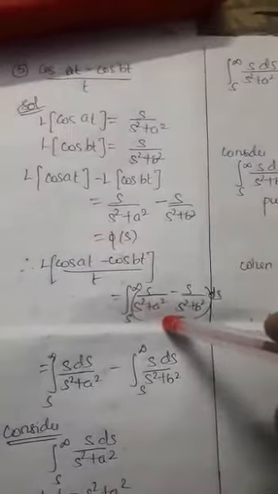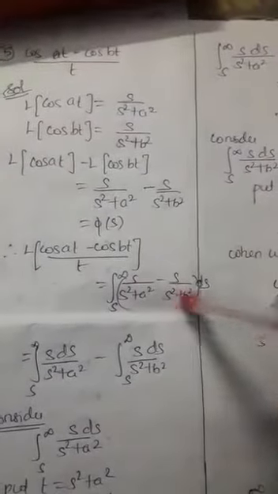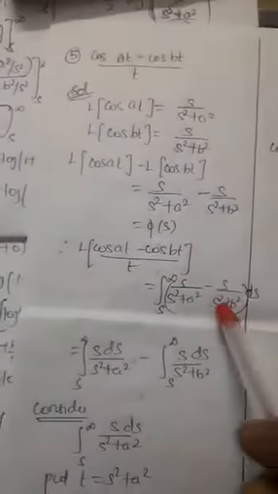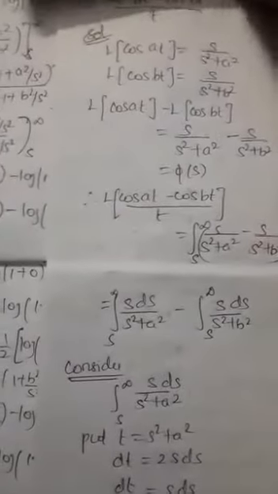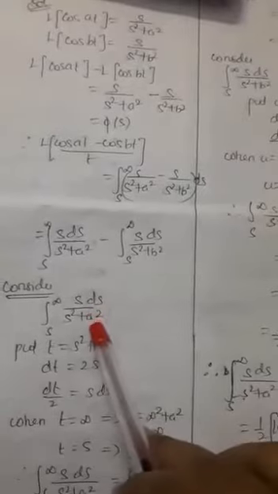So I have substituted in the formula: integral from s to infinity of (s by (s square plus a square) minus s by (s square plus b square)) ds. Now I am taking term by term. First I am considering s by s square plus a square. After that I will consider this part, then I will subtract both terms, and at last I will simplify. So s by (s square plus a square) ds.